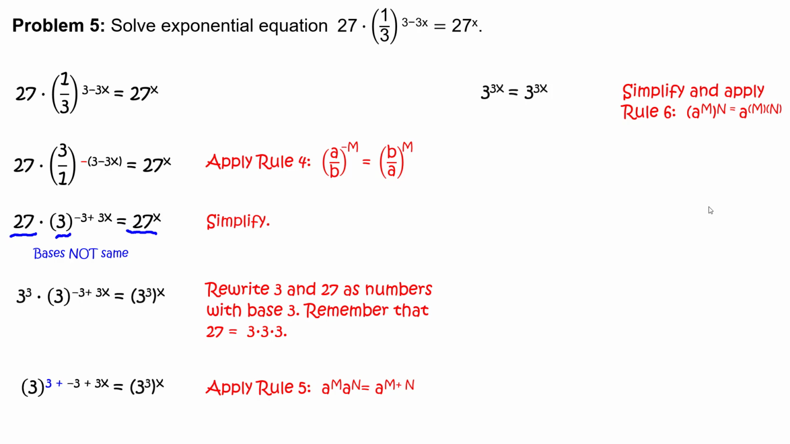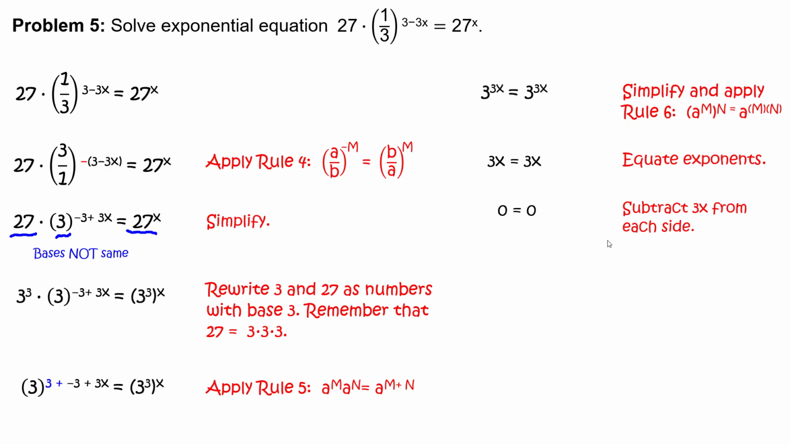From this point on, you can tell that you have an identity. You have a left side that's identical to the right side. But let's say you didn't notice that. You can make a note of the fact that the bases are the same and equate the exponents. 3x equals 3x. Subtract 3x from each side, you get 0 equals 0.